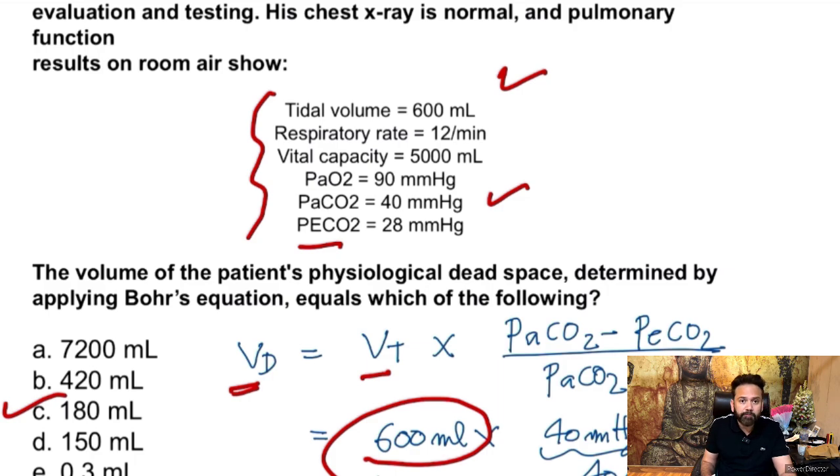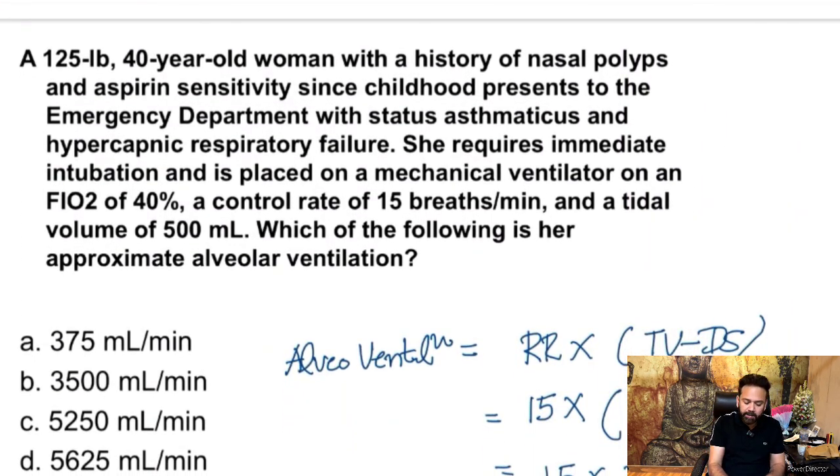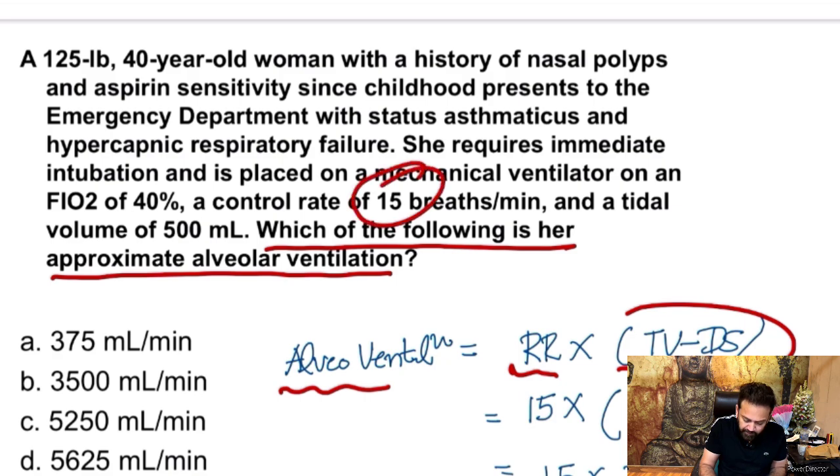So only if you remember the formula, you can solve these types of MCQ. They are so easy if you know Vd is equal to VT into PaCO2 minus PeCO2 upon PaCO2. Next question, again a 125 pound 40-year-old. See, always read the last line: which of the following is her approximate alveolar ventilation? I have told you alveolar ventilation is equal to respiratory rate into tidal volume minus dead space. Here the respiratory rate given is 15 breaths per minute. Tidal volume given is 500 ml. And now dead space, how to calculate?